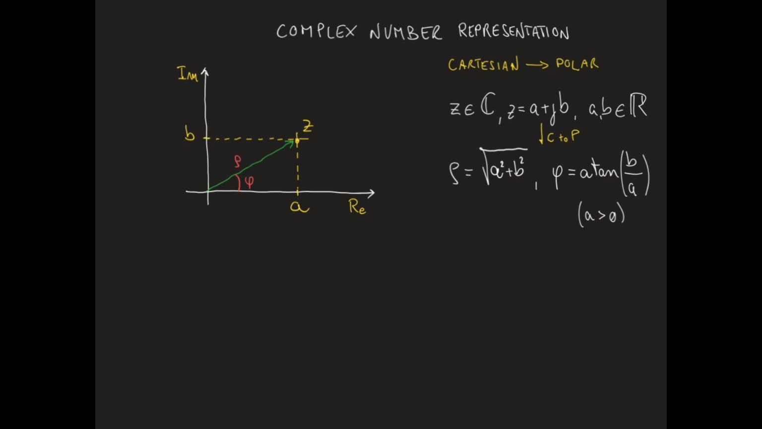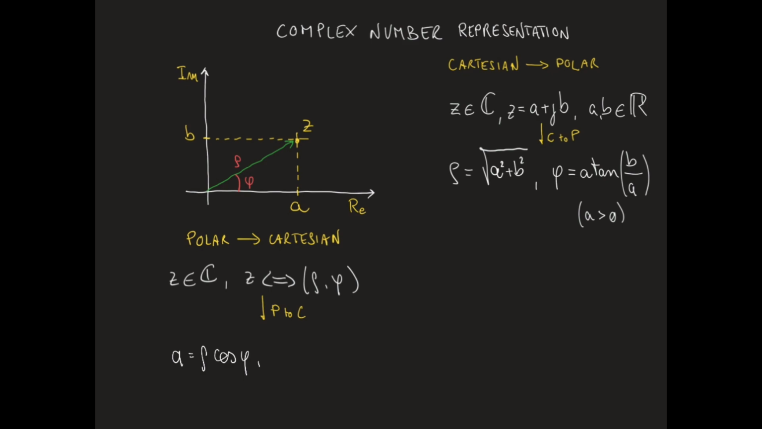Let us now consider the transformation from polar into Cartesian form. So let's assume we have a complex number z expressed by means of a modulus rho, phase phi pair. By looking again at the plot and recalling the geometrical definitions of the sine and cosine functions, we can easily find that the real part a of the complex number z can be written as the modulus rho times the cosine of phi, while the imaginary part b of the complex number can be written as the modulus rho times the sine of phi.